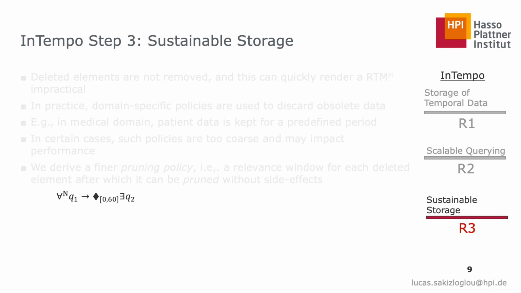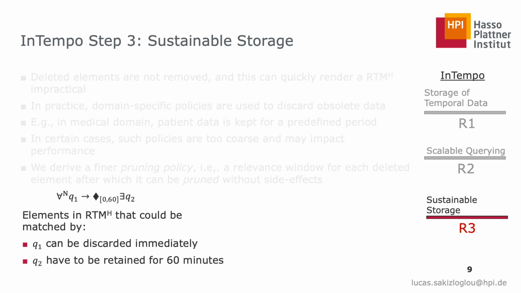For the example from the real medical guideline we have discussed so far, elements in the runtime model with history that could be matched by the pattern Q1 can be discarded immediately after they have been deleted, whereas elements that could be matched by Q2 have to be retained for 60 more minutes after the deletion, as this is the relevance window in which they can be relevant for a query execution.